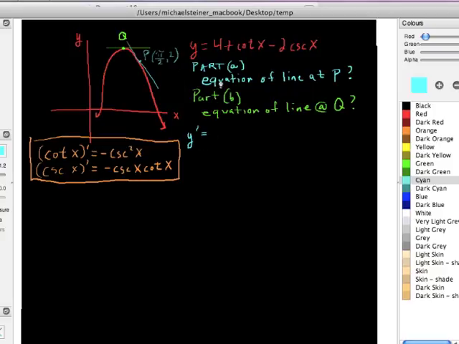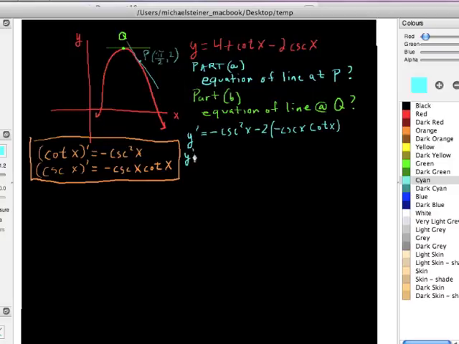y prime is, well, the derivative of 4 is 0. Plus cotangent of x. Well, what's the derivative of cotangent of x? It's negative cosecant squared of x. And we have minus 2 times the derivative of the cosecant of x. We need to find that, it's right down here. And that's negative cosecant cotangent.